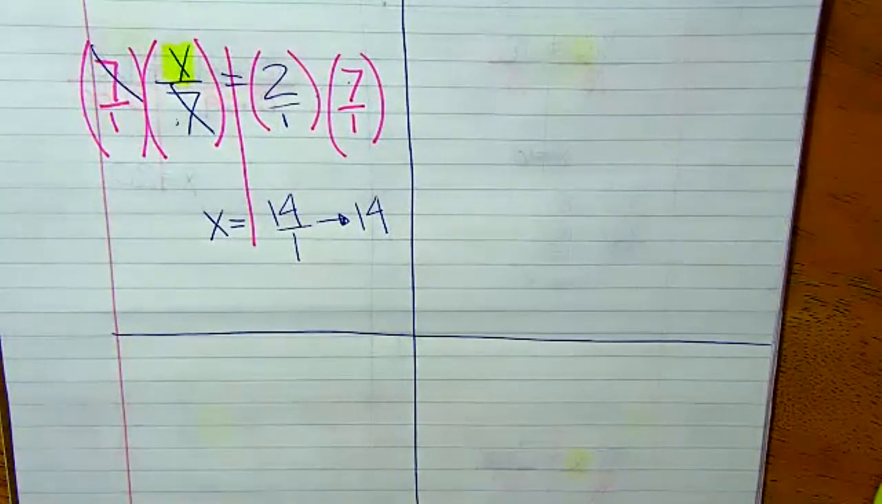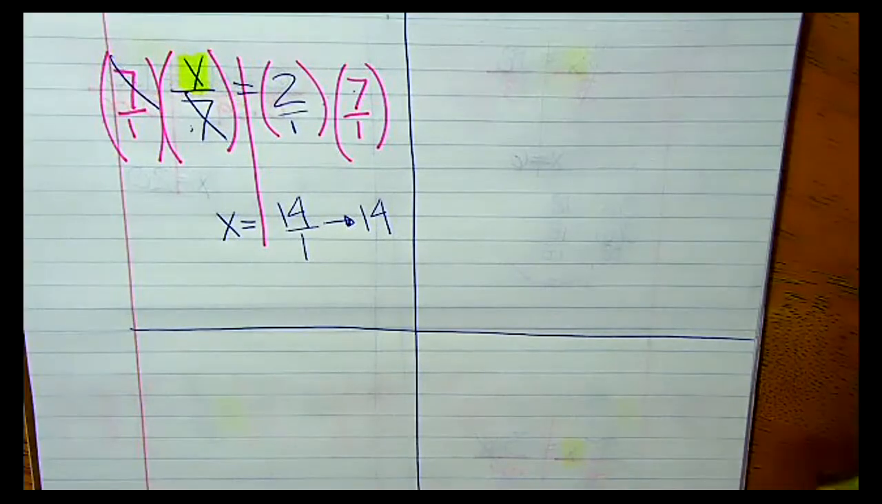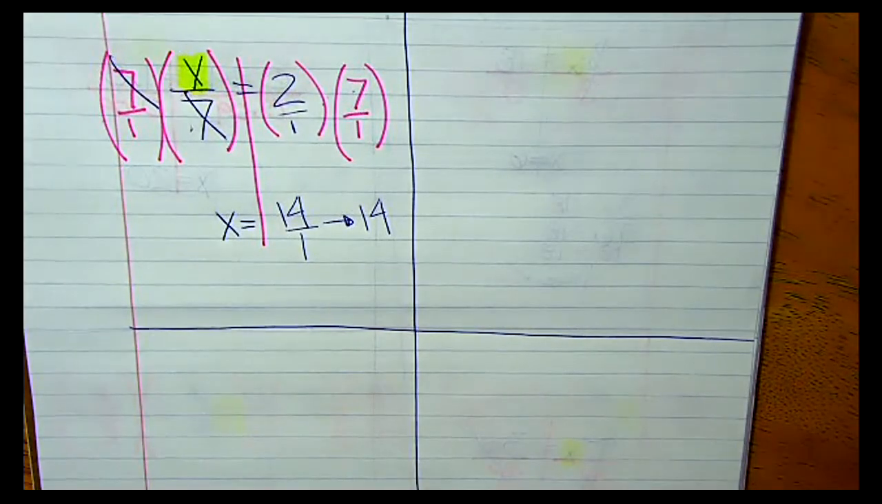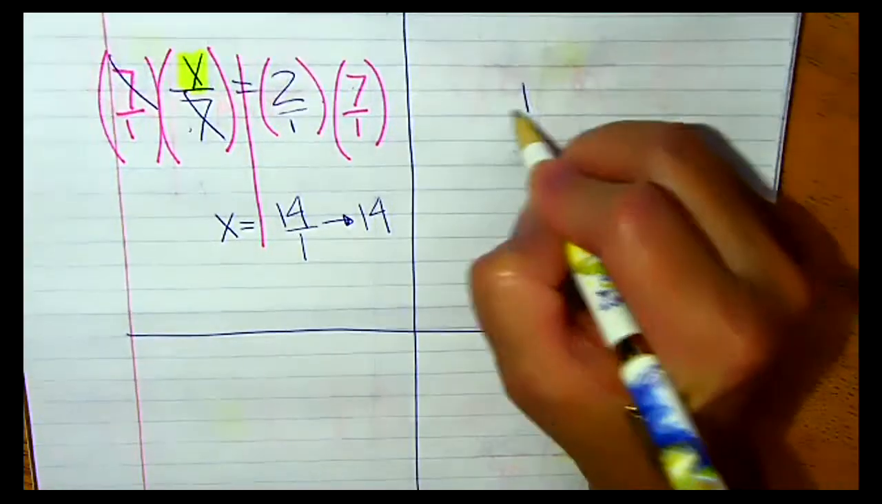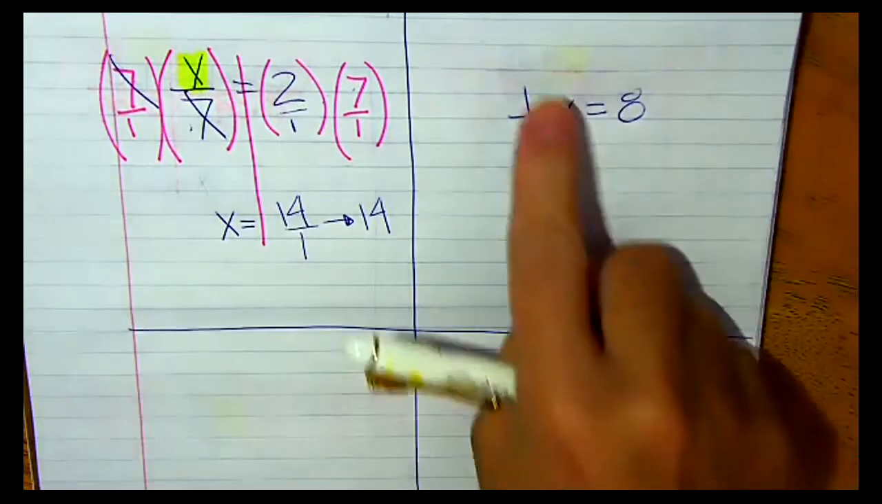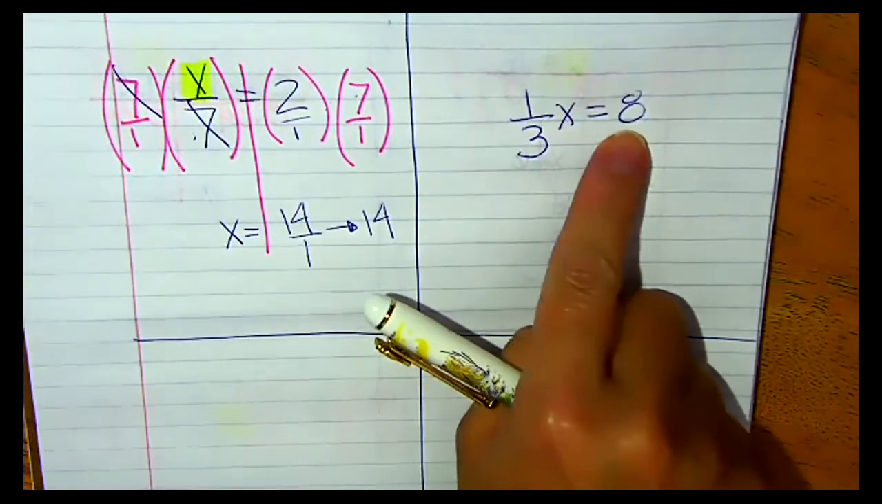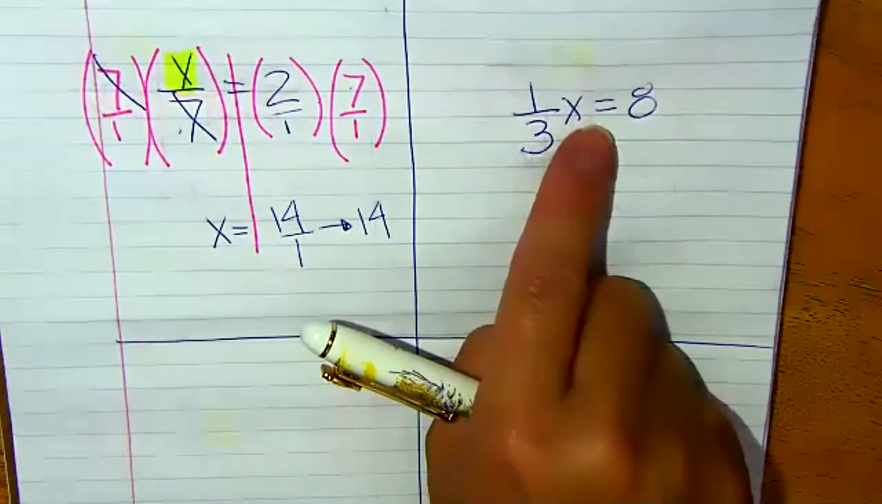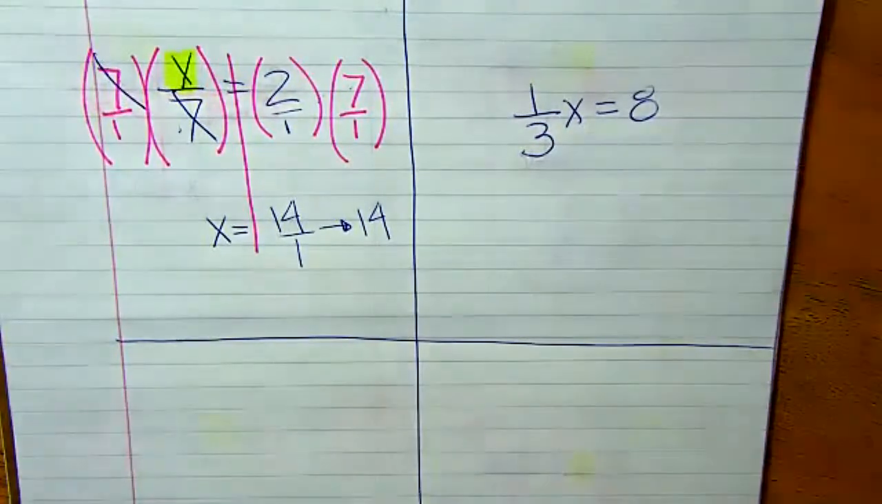Okay, that's not too bad. I see it. I'm getting it. But not all division problems look that way. Sometimes they look like this. 1/3 times x equals 8.